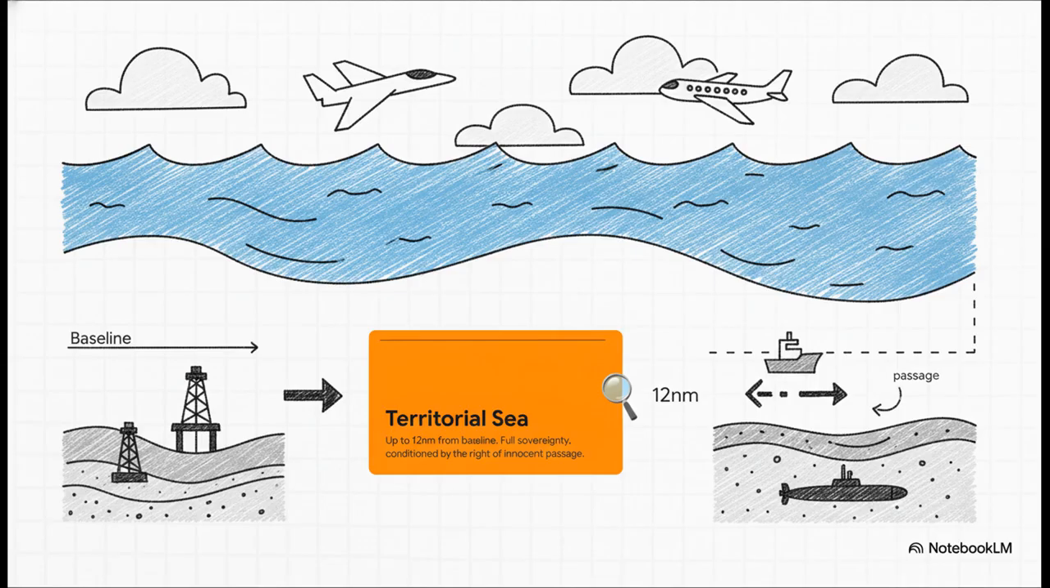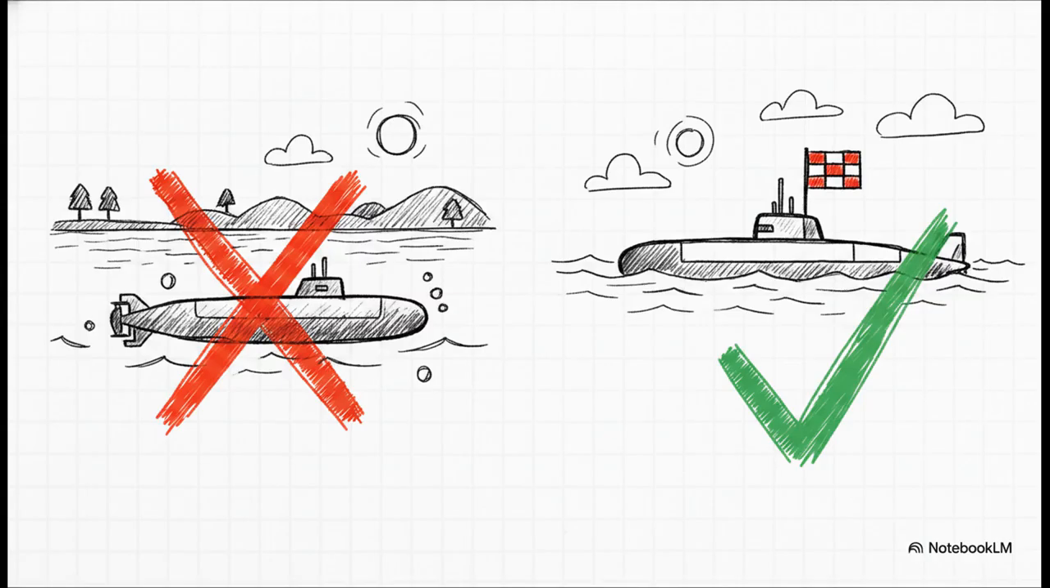But there's a really massive catch here. This is the one place in international law where a country's full sovereignty is legally conditioned by the need to let others pass through peacefully. We call this condition the right of innocent passage. Basically, foreign ships are allowed to travel through a state's territorial sea as long as their passage does not prejudice the peace, good order, or security of the coastal state.